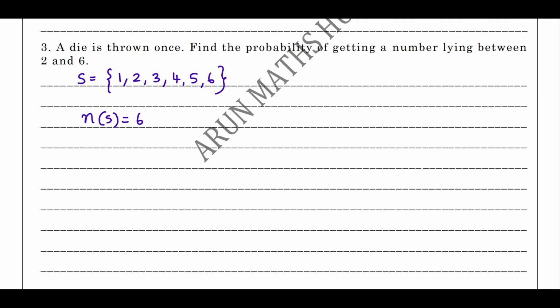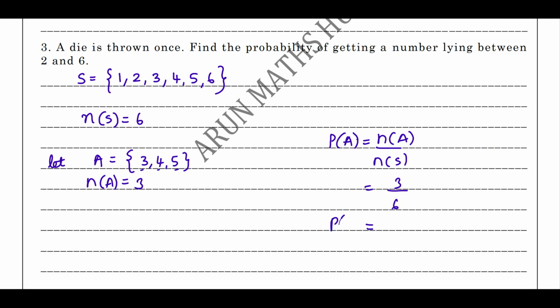What we need to find out? We need to find out the number lying between 2 and 6. Let A be the event of getting numbers between 2 and 6. Between 2 and 6, we have numbers 3, 4 and 5. Now what is n of A? N of A is 1, 2, 3. Therefore, the probability of event A is n of A by n of S. N of A is 3 and n of S is 6. What we get is the probability of event A is 1 by 2.